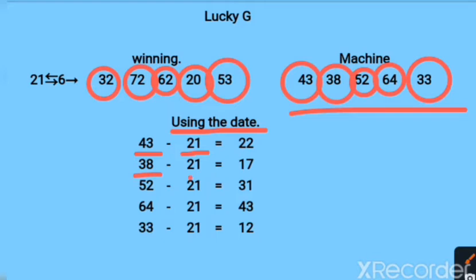38 minus 21 will give us 17. 52 minus 21 will give us 31. 64 minus 21 will give us 43. 33 minus 21 will give us 12. So in that case, the numbers that we generated were 22, 17, 31, 43, and 12.